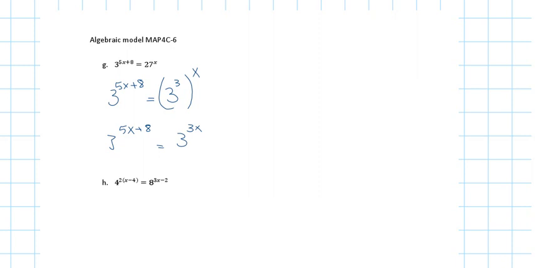So, I have the same base. So what do I have to do now? My exponents are equal to each other: 5x plus 8 equals 3x. Right? I can drop the base, make my exponents equal. Remember this, drop the base.